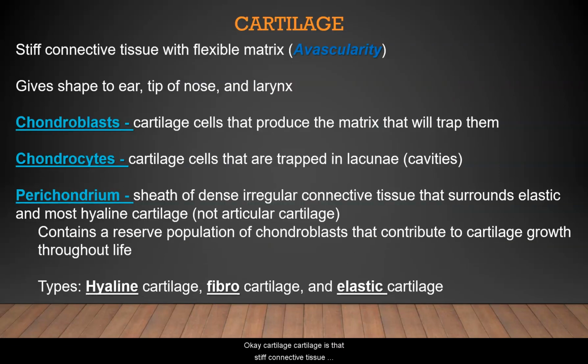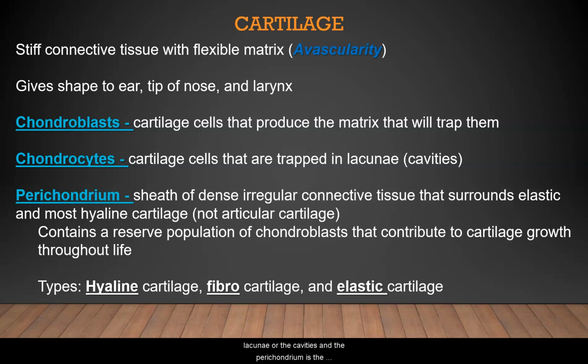Okay, cartilage. Cartilage is that stiff connective tissue that has a flexible matrix. It is avascular, meaning no blood vessels here. It gives shape to the ear, the tip of the nose, the larynx. There's a few different things you'll need to know here. Chondroblasts are cartilage cells that produce the matrix that will entrap them. Chondrocytes are cartilage cells that are trapped in the lacunae, or the cavities.